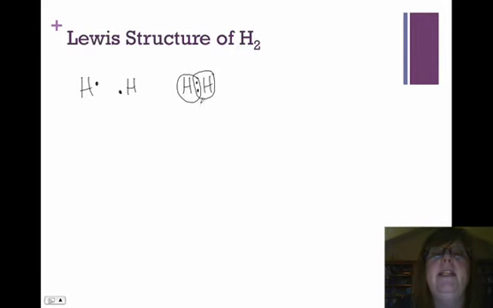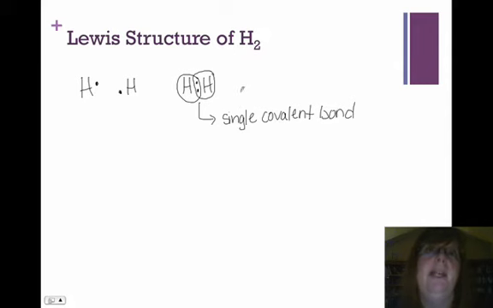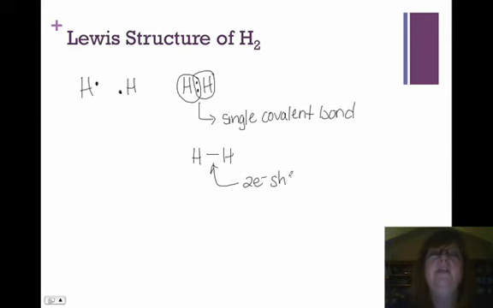So this is a single bond. It's a single covalent bond. Now, some people will draw covalent bonds as 2 electrons because that's what it is, but the more common way is to see just a dashed line. So that single line there represents 2 electrons that are shared, and that is our covalent bond. That's the Lewis structure for H2.